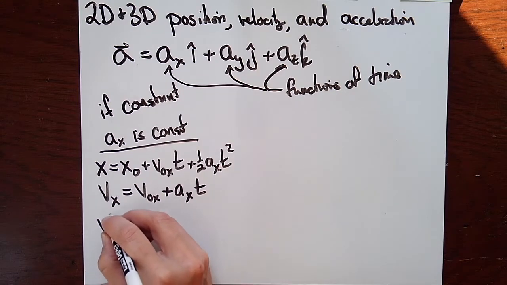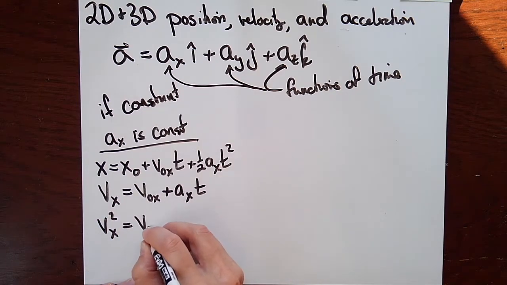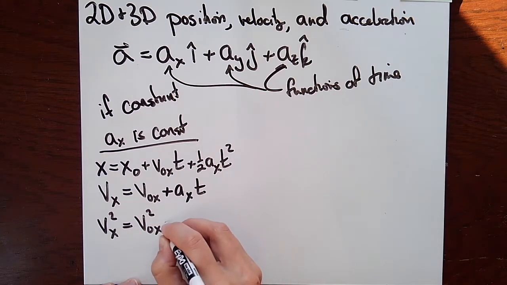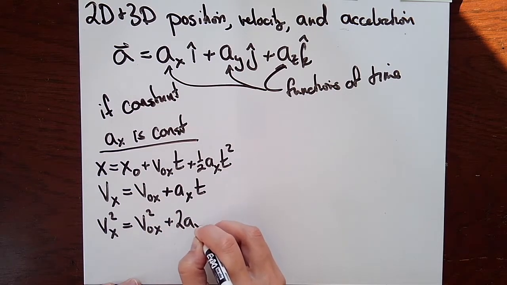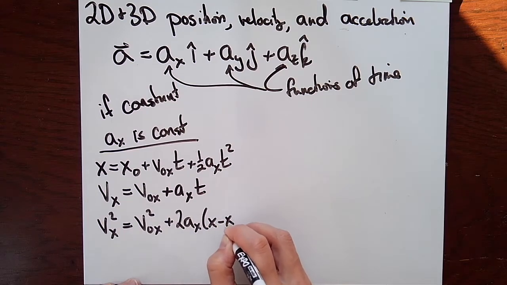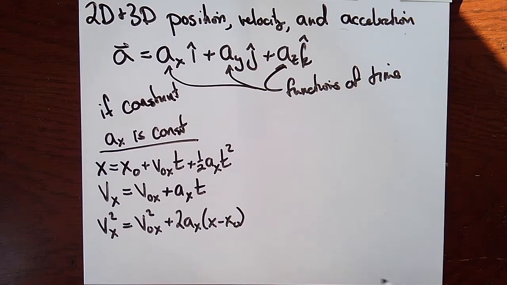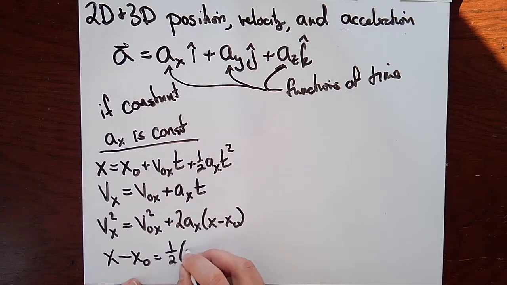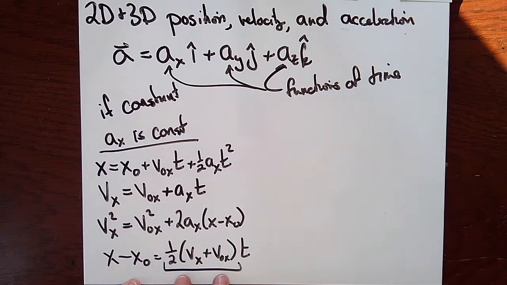You can get the x component of the velocity squared is equal to the initial x component of the velocity squared plus 2 times the x component of the acceleration times the difference in the x position, and so forth and so on. I guess what else? We can do the difference in the x position is equal to 1/2 the x velocity plus the initial component of the x velocity times time. Remember this guy, that when acceleration is constant, the 1/2 plus the 2, the sum of the two velocities, that's the average velocity. Only true when acceleration is constant.